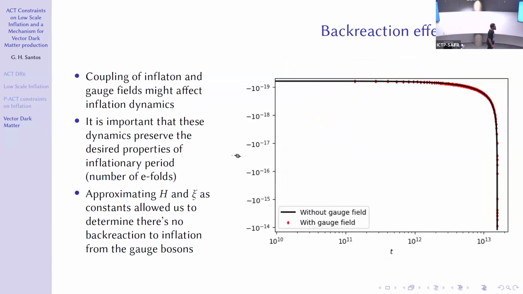So now let's talk about backreaction effects. When we have coupling of the inflaton with the gauge modes, this coupling might affect the inflation dynamics. This essentially might cause us to lose inflation, or to not inflate, or to inflate too much, or to inflate too little. We want to maintain our 60 e-folds. We want inflation to inflate the universe in the end.